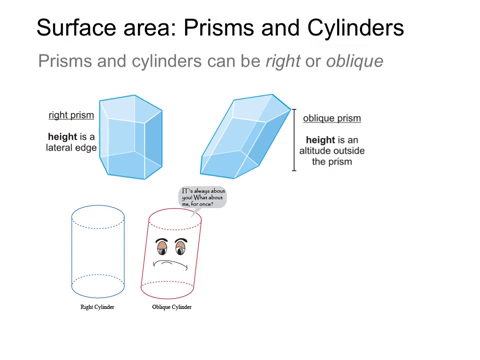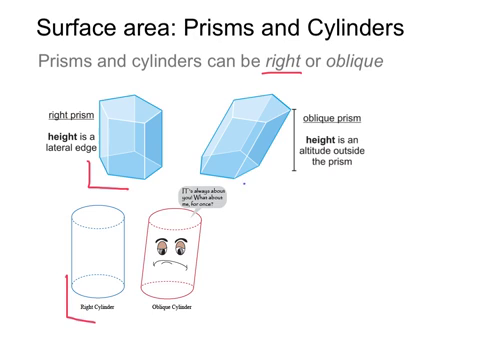In this lesson, we're going to learn about the surface area of prisms and cylinders. First off, we need to clarify between right and oblique. So a right prism looks like this, and a right cylinder looks like this. As you can see, they're just standing straight up, pretty normal.